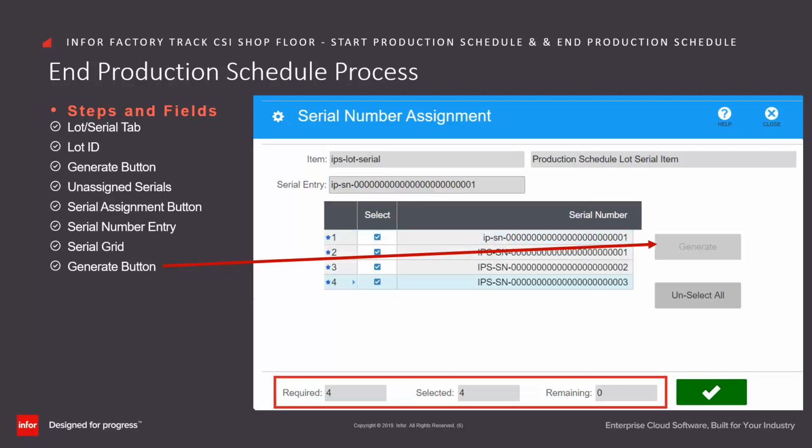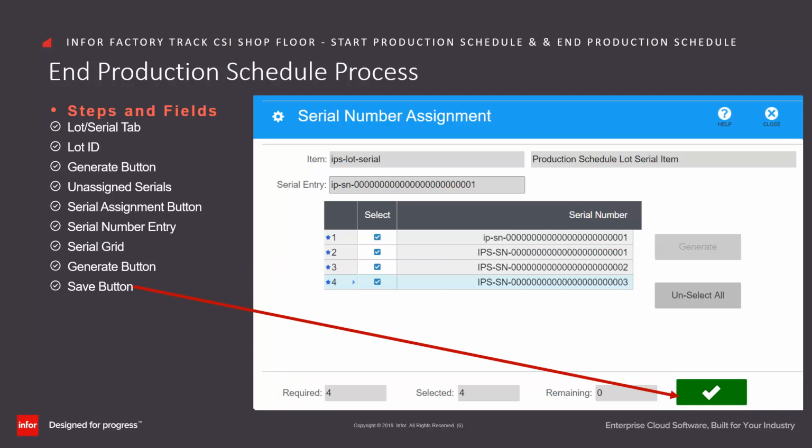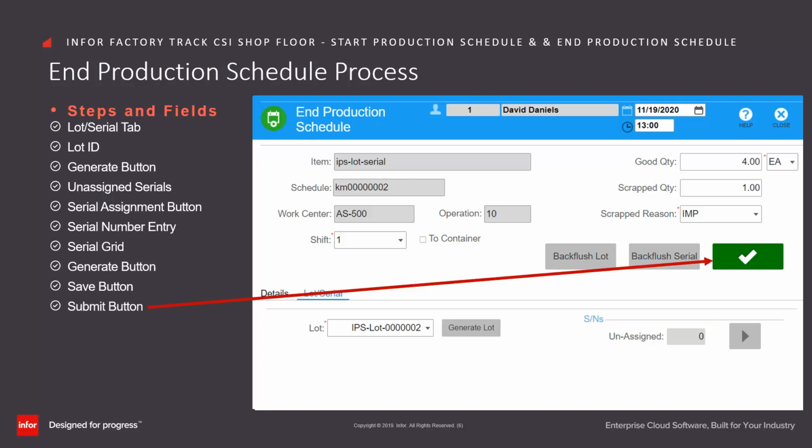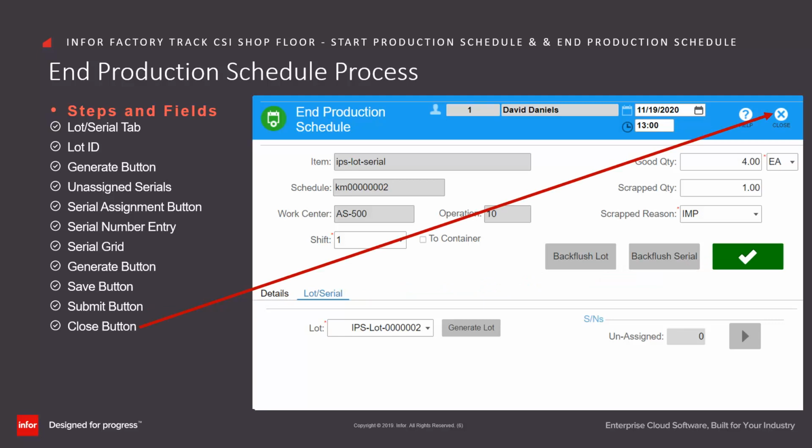Continue until you have no remaining unassigned serials. Click on the Save button to return to the end production schedule form. The unassigned serial number field now reflects 0 as well. Click on the Submit button to process the transaction, or to close the form without any of the production schedule transaction, click on the Close button.